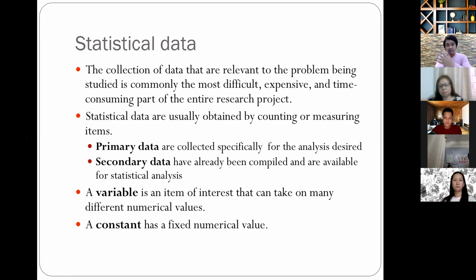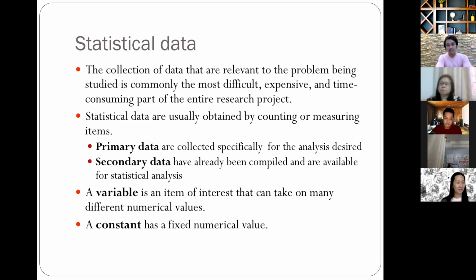Kaya nga maganda na nauna to para pag nag-research kayo next trimester, sadly, ako na naman ang teacher niyo sa research. Unfortunately, ako yung magiging facilitator ng research. Pero there is a connection between research and statistics. And it is important that the collection of the data should be relevant to the problem being studied, no? Dapat naka-align siya. Kung ano yung problem mo, yun ang sasagutin mo sa statistics, no?